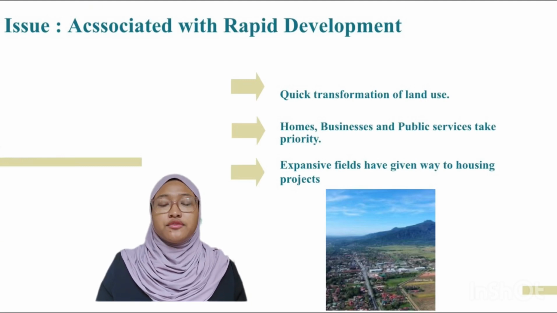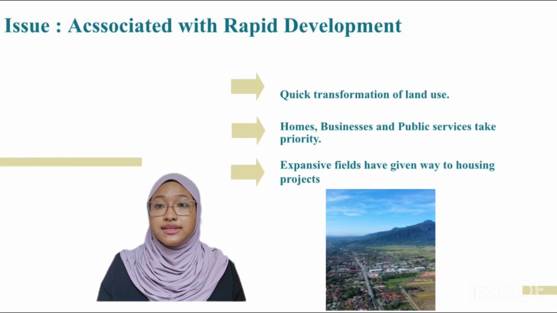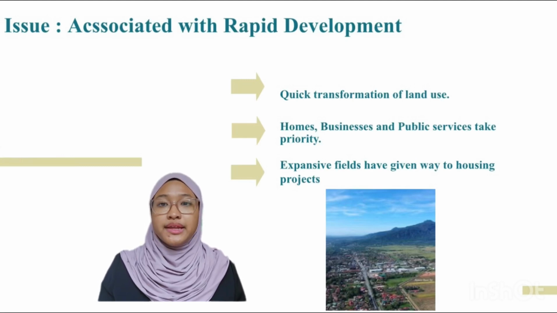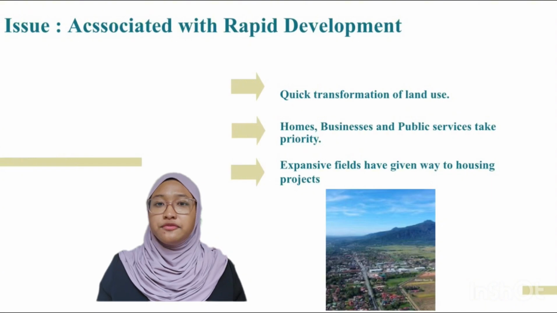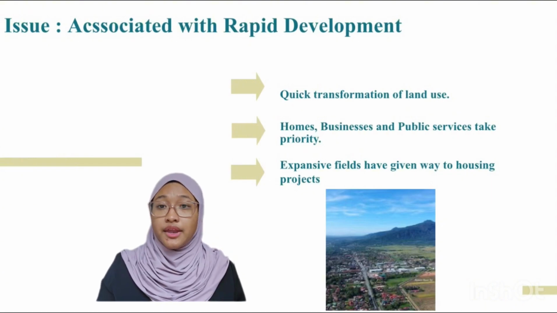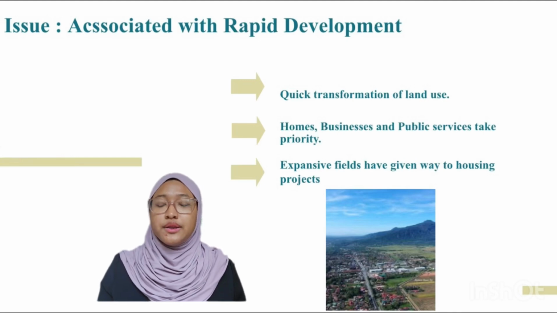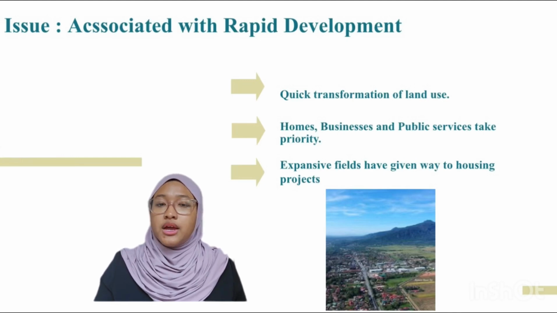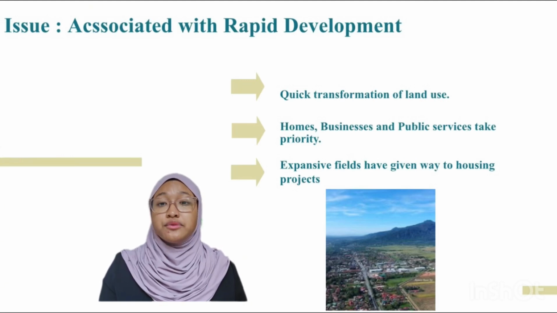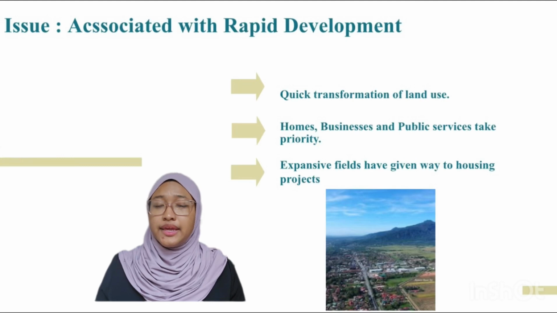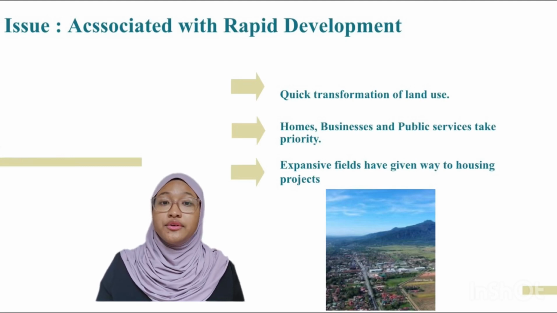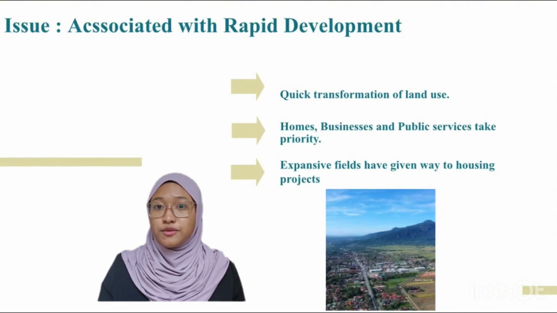Take Gual Cempedak, for example. Once known for its vast agricultural lands, the area has undergone dramatic change. Expansive fields have given way to housing projects, commercial hubs, and highways, all to meet the demand of a growing population. Rapid development is inevitable, but it doesn't have to be reckless. With sustainable planning and community involvement, we can create spaces that are both prosperous and environmentally sound.